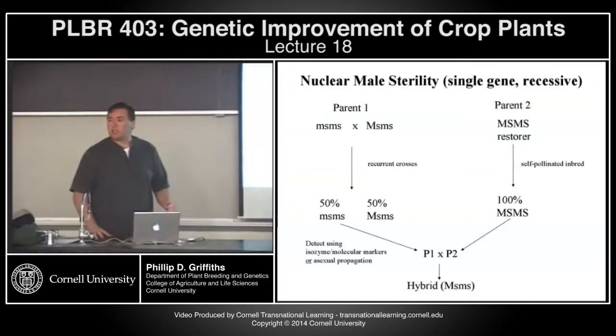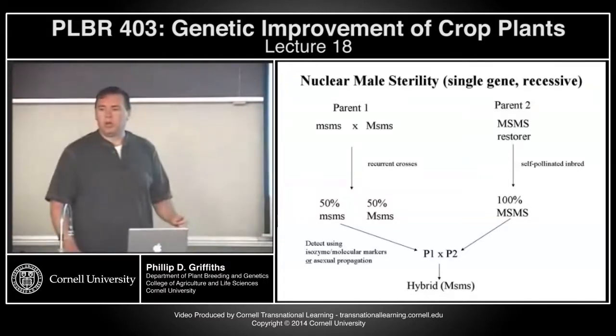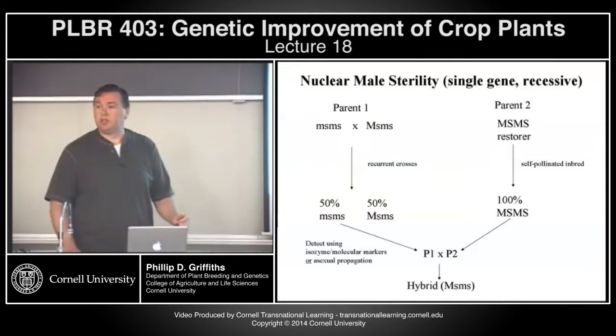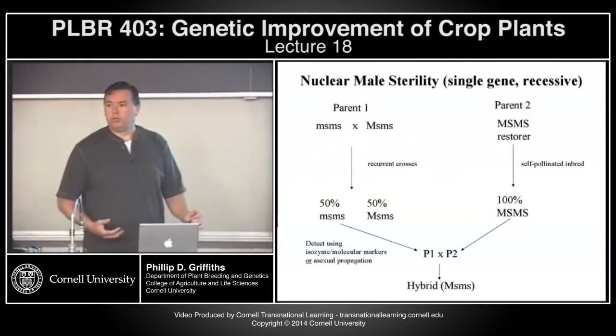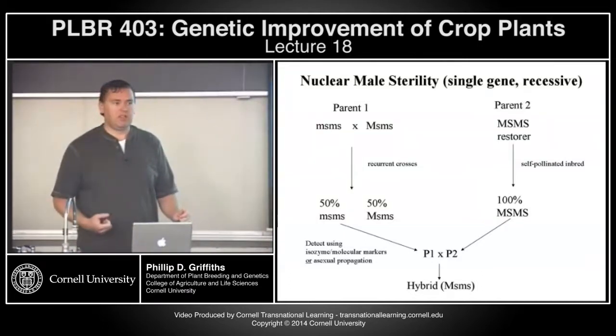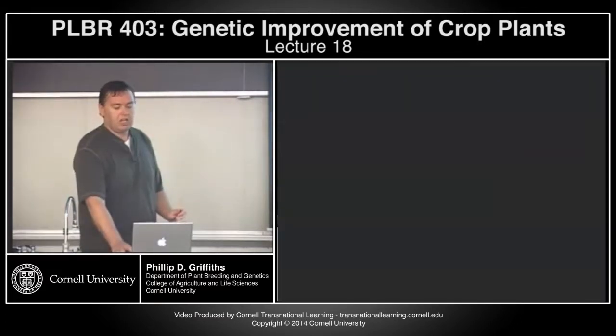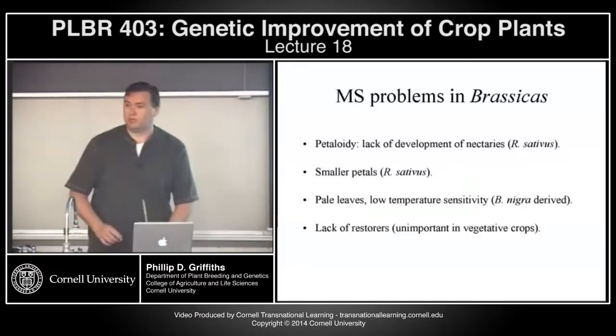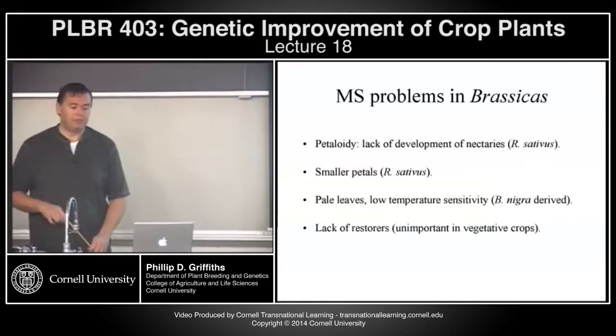A nuclear male sterility option is now being used in canola. It's been examined a lot in tomato. In corn, it's mostly cytoplasmic male sterility. In brassicas, the brassica vegetables, it's mostly cytoplasmic male sterility.